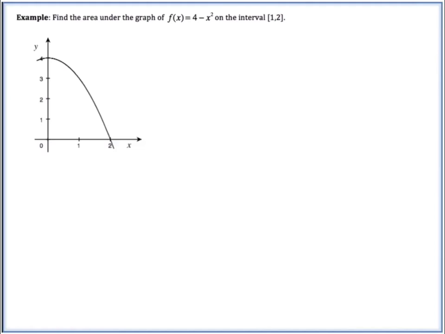All right, I want you to go ahead and try the next example on your own. Follow the same process there. Go ahead and pause the video and come on back when you're done to check your work.